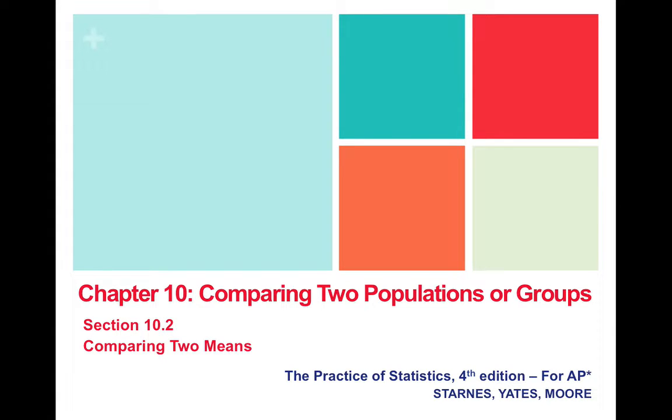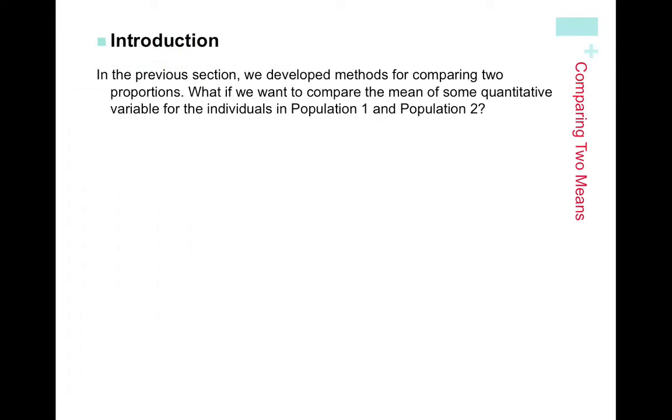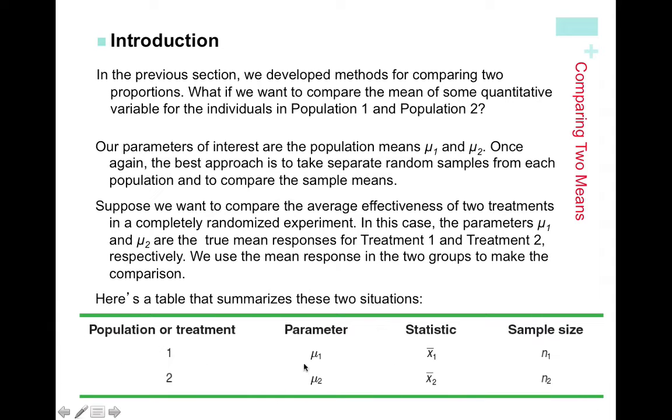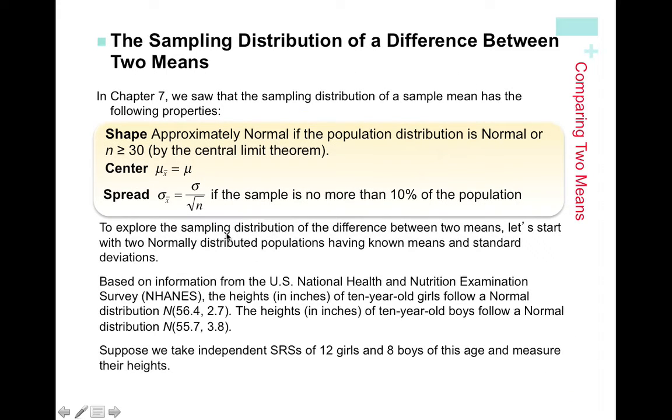All right, the second part of Chapter 10, we discussed comparing two means. The idea was very similar as it was for proportions. Now we just have two mu's, so mu1, mu2. We have two x bars and two sample sizes. The sampling distribution will be approximately normal if the population is normal or the sample size is greater than 30.